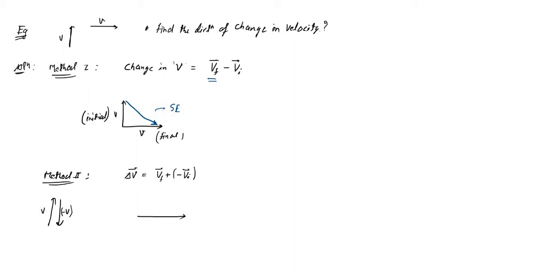Now we need to add these two vectors. So if we add minus of v with final velocity, we will have this. This is final velocity and this is minus of v. This is the direction of minus of v. So the addition of these two vectors will be in this direction. As we can clearly see, this direction is also southeast, as we have obtained in the first method. So this is the way we can perform subtraction of vectors.